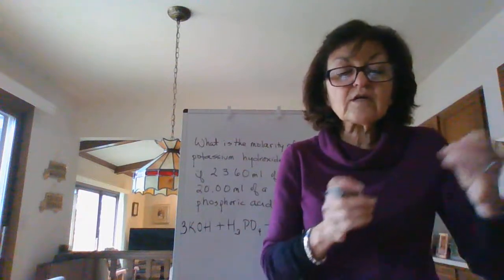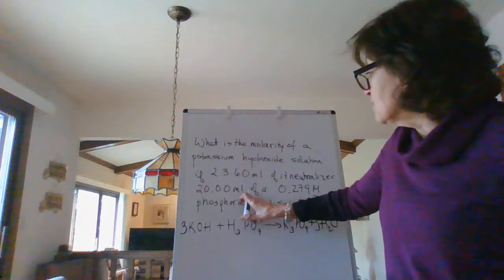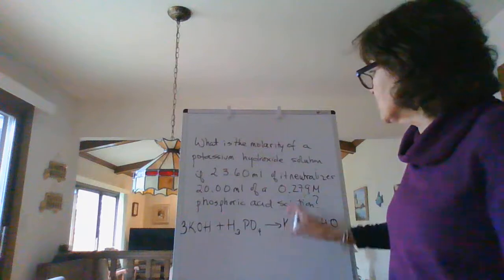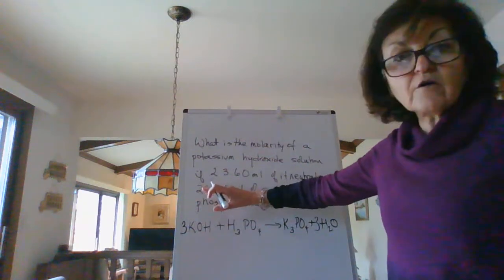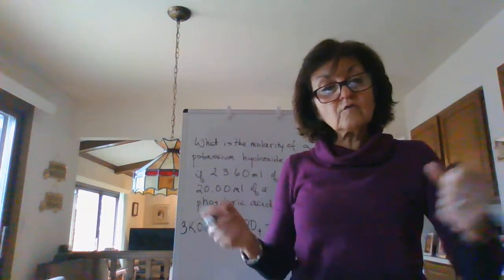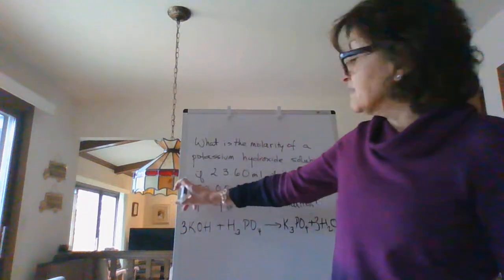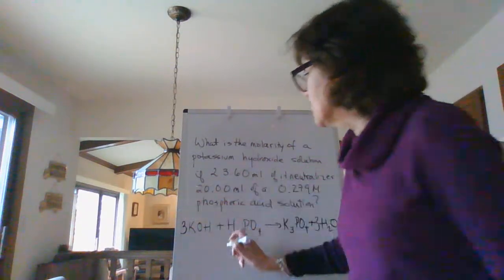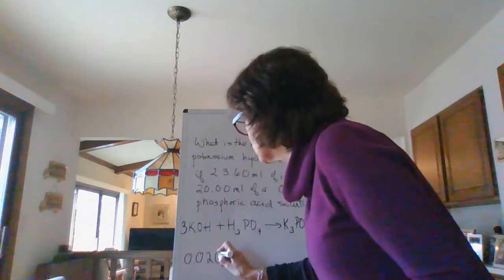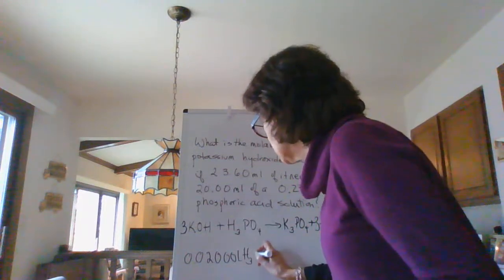Never start with molarity, always start with volume. So neutralize it, 20.00 mL of a 0.279 molar phosphoric acid solution. All right, great. So we're going to start off with the volume of phosphoric acid. I need it in liters so that I can use molarity to cancel out the liters and just end up with moles. So I'm going to move my decimal 3 places to the left, and I'm going to have 0.02000 liters of phosphoric acid, H3PO4.